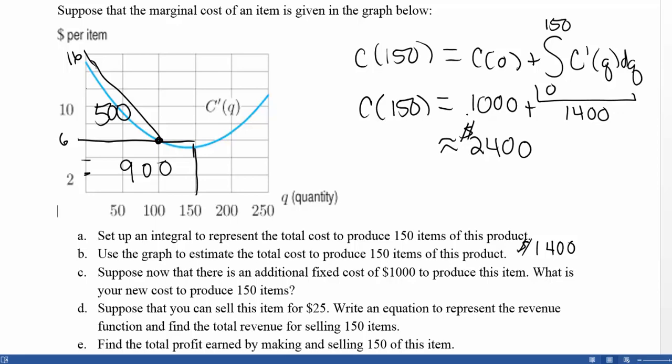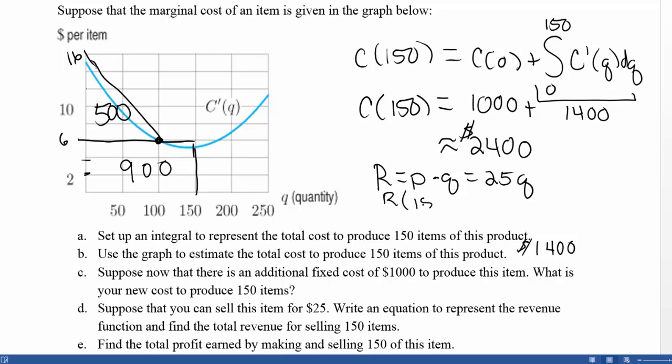So part D says, suppose that you can sell this item for $25. Write an equation to represent the revenue function and find the total revenue for selling 150 items. So if we're selling this item for $25, that's a price. So that's P. And remember, revenue is price times quantity. And we're saying here that the price is $25. So my revenue equation is 25Q.